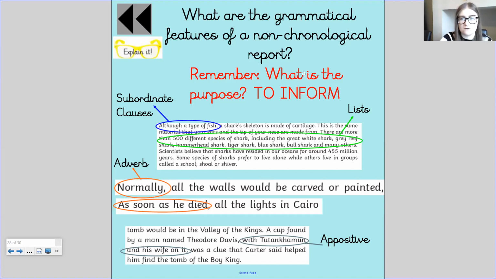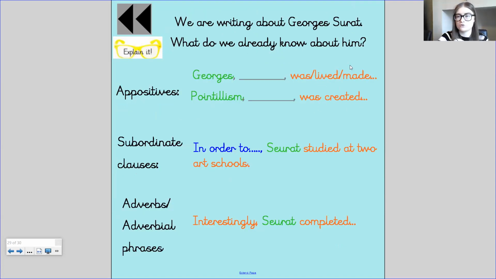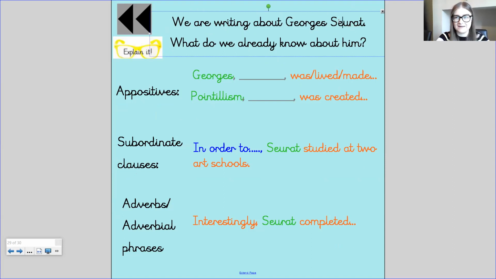Okay, so these are the things that we're going to be including. I've made a note of them because we are going to inform our reader about Georges Seurat. Okay, and I've spelt his name wrong here. I'm sure it's got an A. Mrs. Tildersley told me it had an A. Oops. So we're just going to have a little think about these.